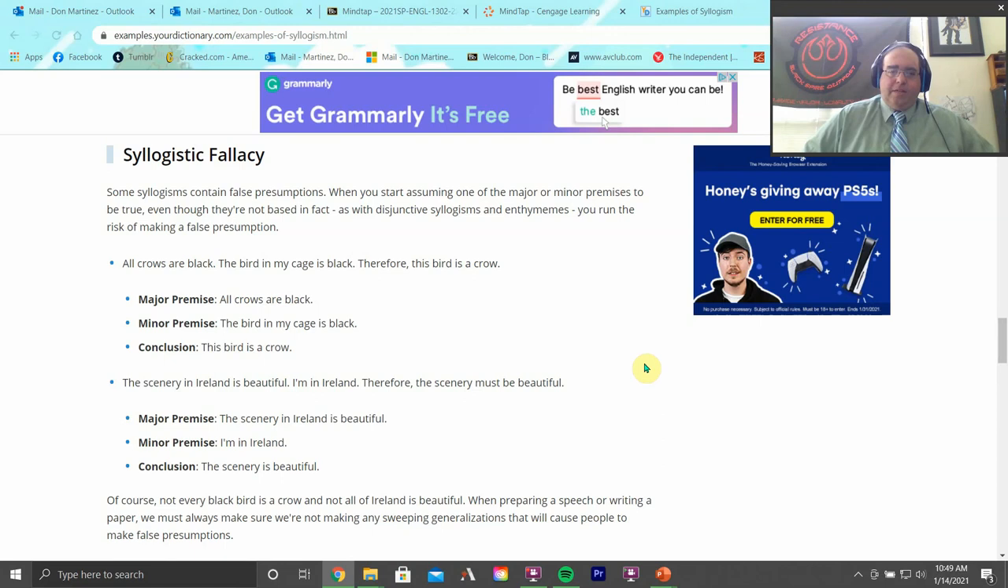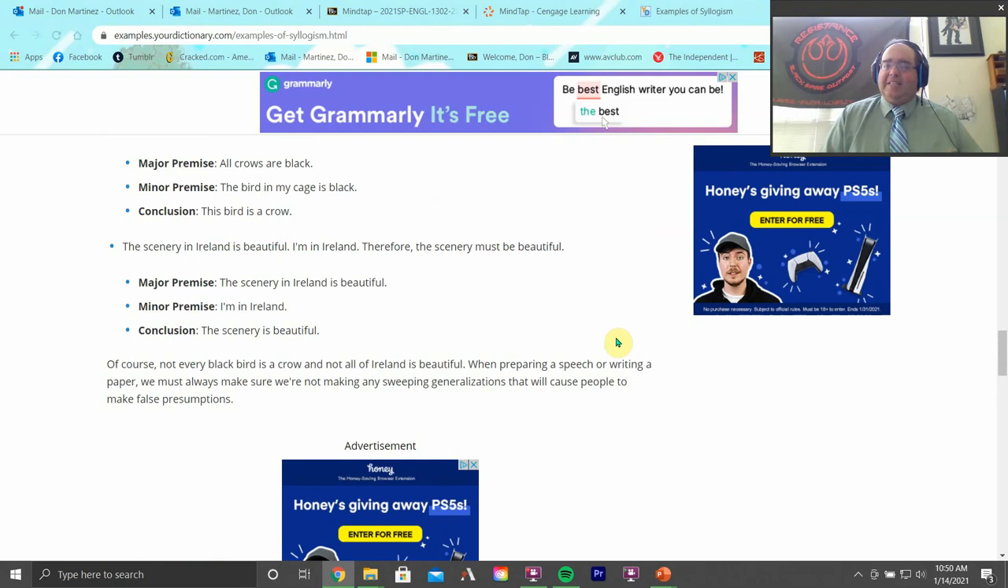The scenery in Ireland is beautiful. I am in Ireland. Therefore, the scenery must be beautiful. Somebody obviously has never been to Dublin. Okay, so that's basically the examples that I have for syllogism. It kind of gives you an idea of what we're talking about.